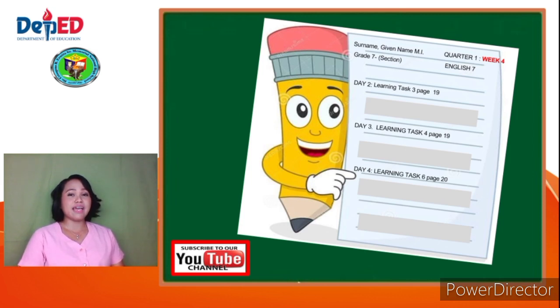Don't forget to write your name, and you're going to start it with surname followed by the given name and middle initial. Write quarter 1, week 4. And don't forget to write your grade level and section, as well as the subject, which is English 7.